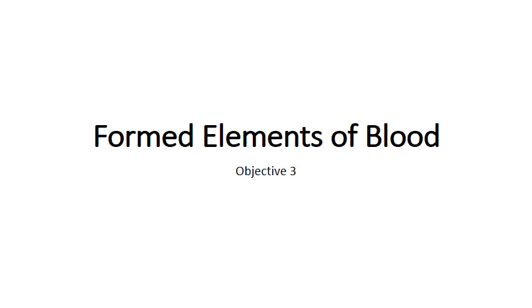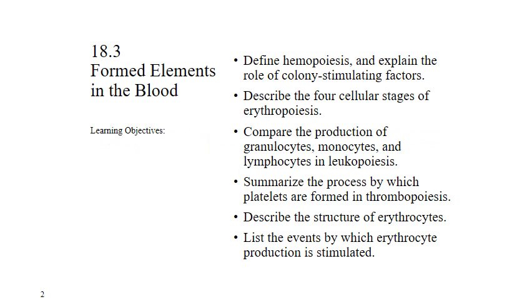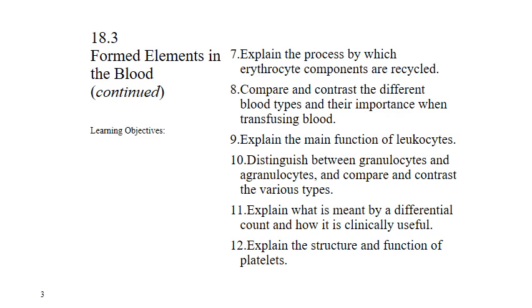All right, our last objective for blood, talking about formed elements of blood. So we have a couple of objectives here. We want to define hemopoiesis and explain the role of colony-stimulating factors, describe the 4 cellular stages of erythropoiesis, compare the production of granulocytes, monocytes, and lymphocytes in leukopoiesis, summarize the process by which platelets are formed in thrombopoiesis, describe the structure of erythrocytes, and list the events by which erythrocyte production is stimulated.